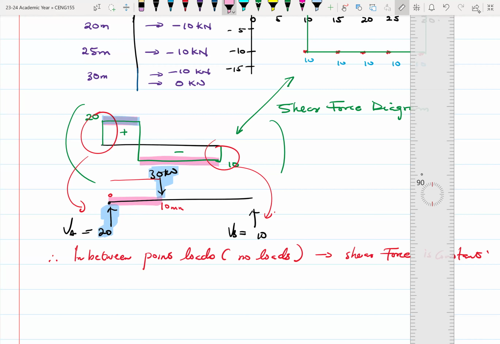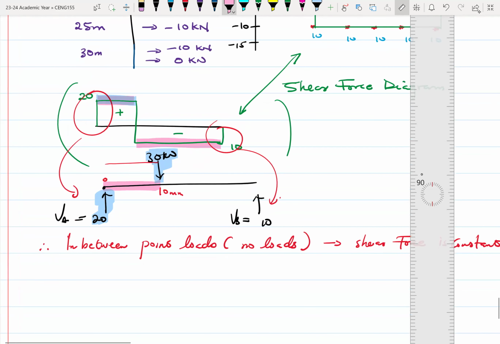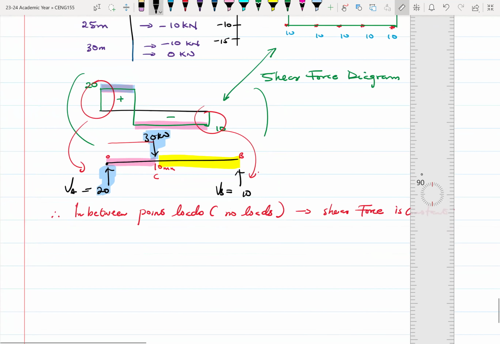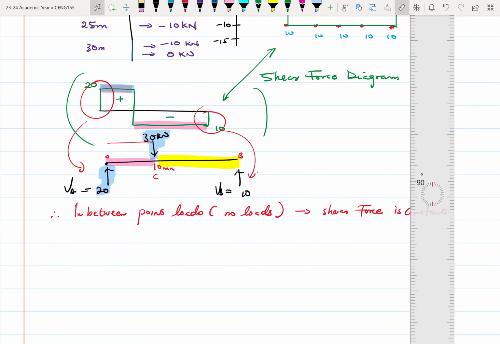So with this example, our shear force is 20 kilonewtons, which is pretty much the shear force between the reaction at A and the point load at C. All right, and again, between C and B, there is no load. And when there's no load, your shear force value remains constant. That's what I was trying to say before the break.